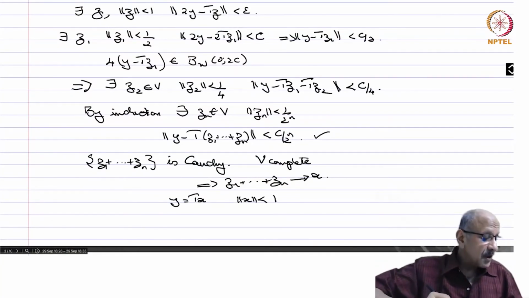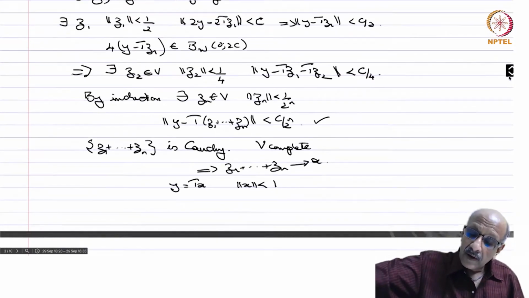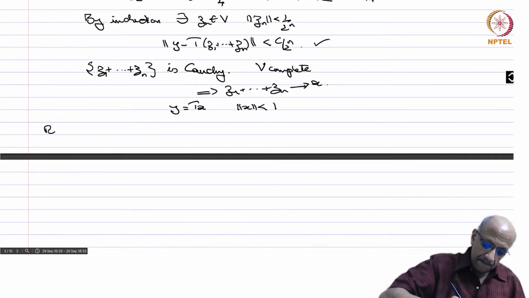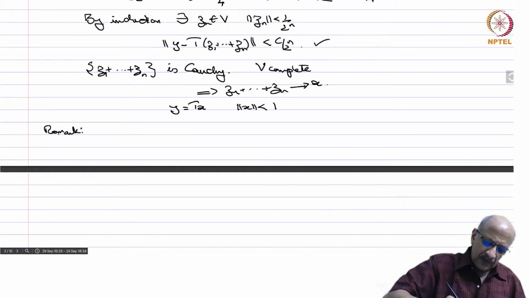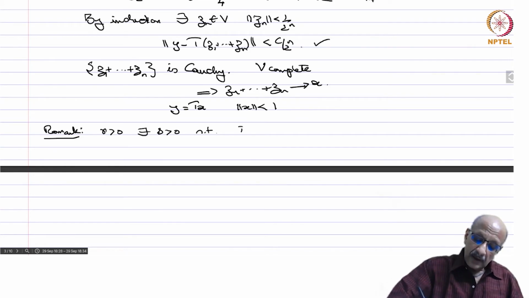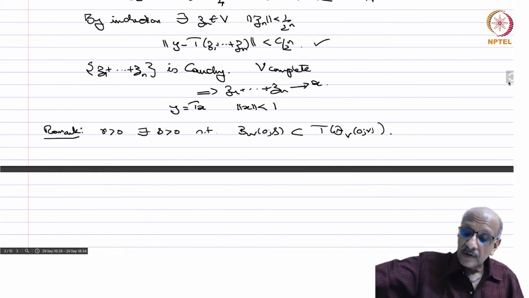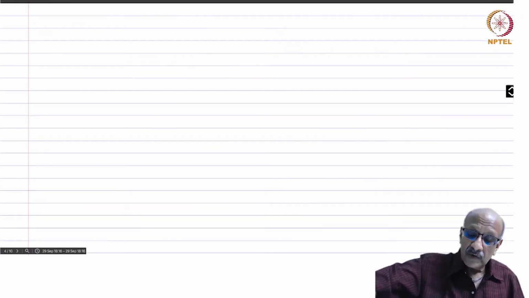Okay, so that proves the proposition completely. So now we will make a remark. Because everything is going to be scaled, if R is positive, then there exists an S positive such that B_W(0,S) is contained in T(B_V(0,R)). Okay, so this is obvious. We did it for one, then it's just a question of scaling it.